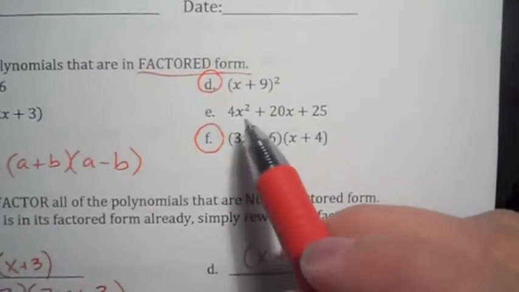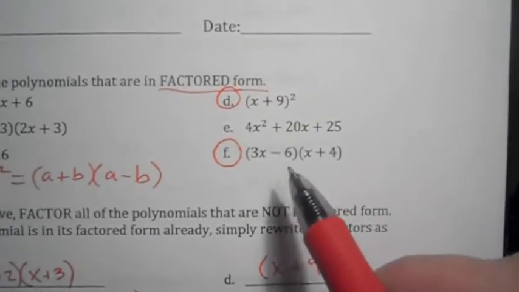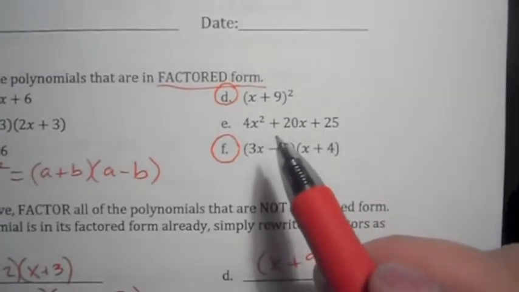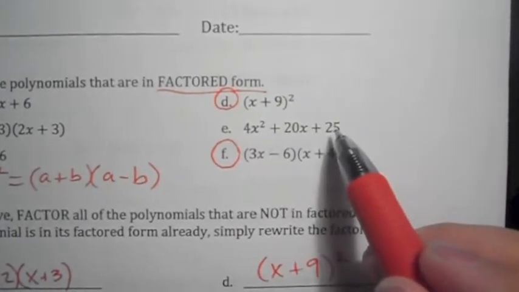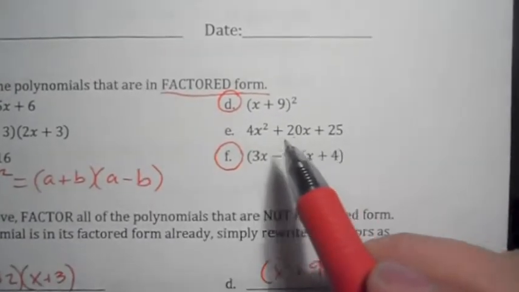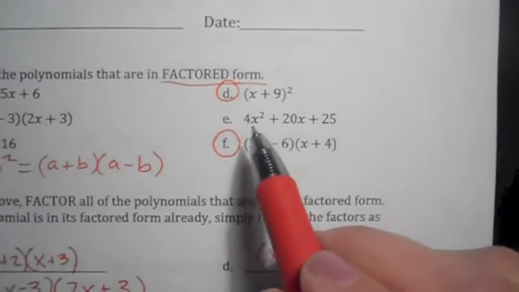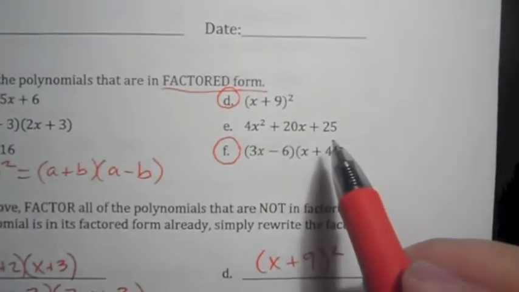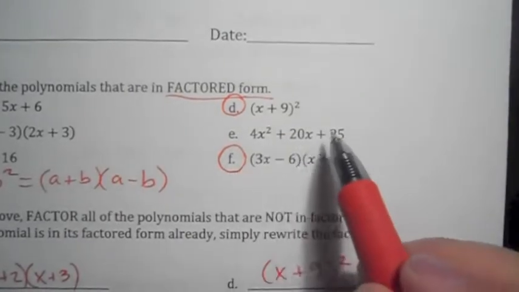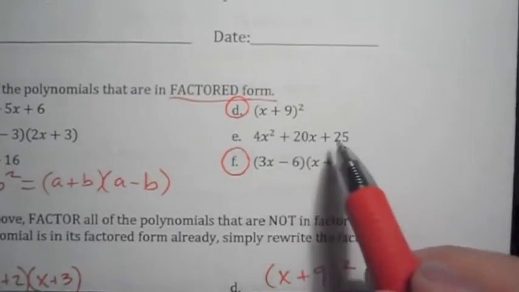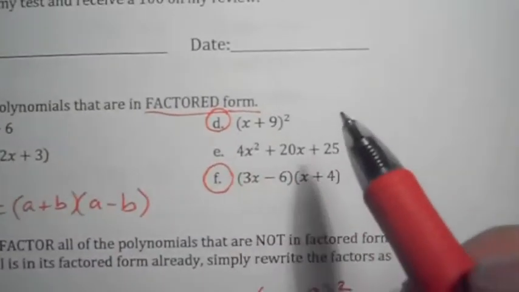E. 4x squared plus 20x plus 25. Now, hopefully your first instinct is to go, oh wow, I wonder if there is a GCF. Well, we have 4, 20, and 25. There's no GCF here. This one has an x squared, this one has x, this one doesn't have a variable. So we can't factor out a GCF. Now we need to see if maybe it's a special product. Well, we know it's not difference of squares. We've got 3 things being added together. Much different than something squared minus something squared.